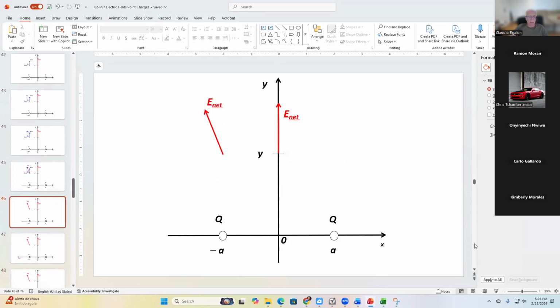So you're not going to do that. You can do it by yourself too. How does the electric field look along the x-axis? Along the x-axis, the solution is going to be much simpler than the solution along the y-axis. You can do that on your own.